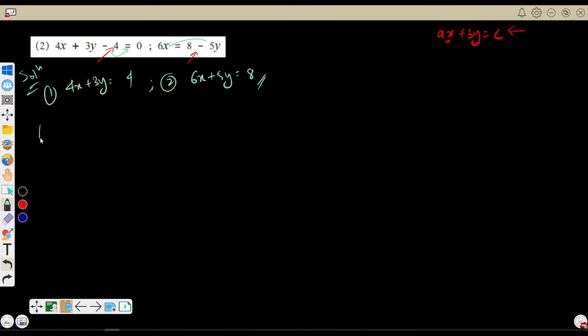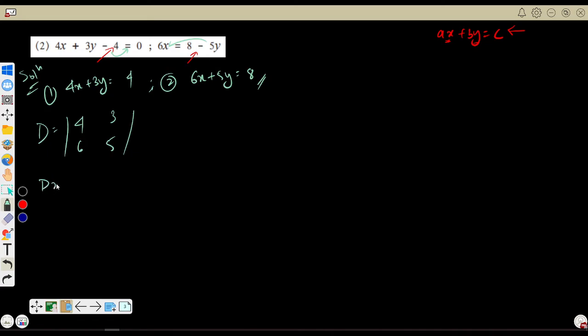After this, the step is we need to find determinant d. To find determinant d, what we do is we first write the first column as coefficients of x. So this will be 4 and 6, and the second column is nothing but coefficients of y. So this will be 3 and 5.